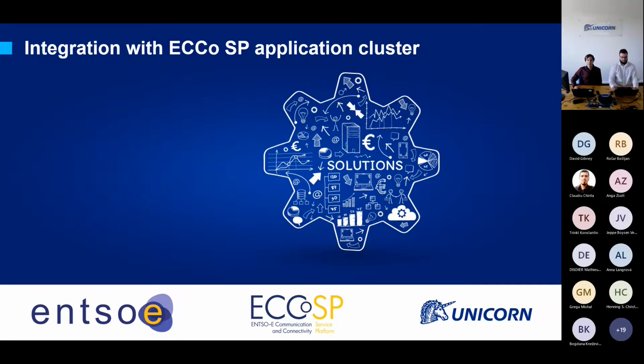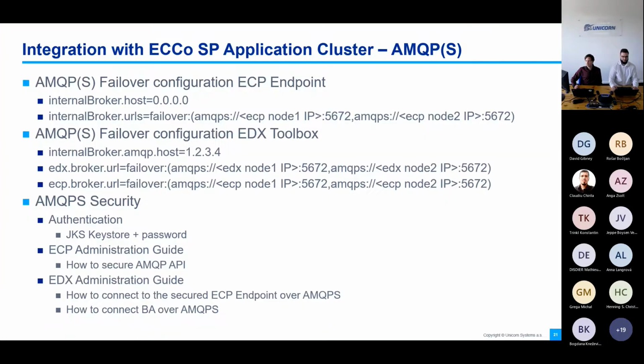And now let's move on to the integration with the ECCo application cluster. The first way to integrate with the ECCo cluster is via AMQP or AMQPS. For the ECP endpoint, you need to configure the IP address where your node is listening, so for instance, these four zeros for all interfaces. And then you need to configure the failover connection string. For the ECP endpoint, it is the internal broker URL.